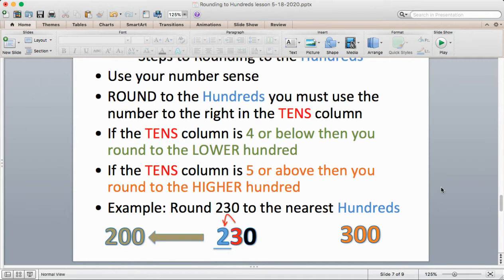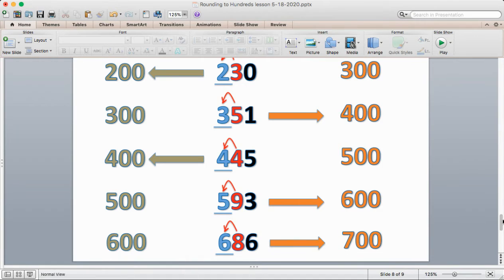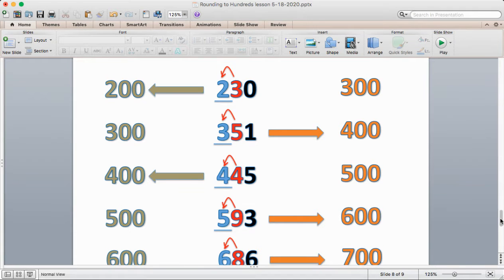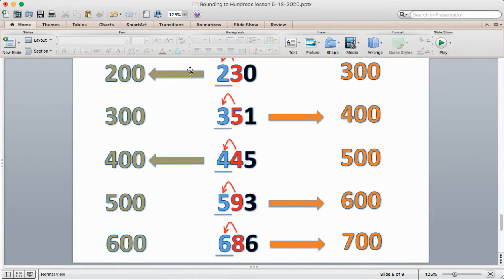Let's practice. Let's go up to the top here. All right, let's see. Set this up a little better. This is our practice page. So the first one on the page is the 230 that we just worked with. So 230, ones has nothing to do with anything. The tens is talking to the hundreds.